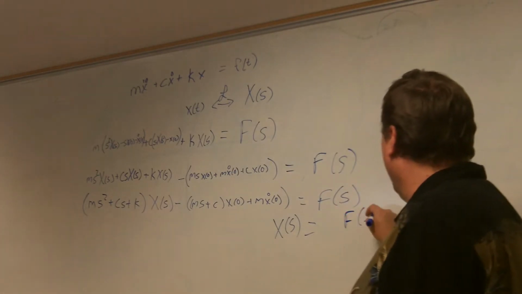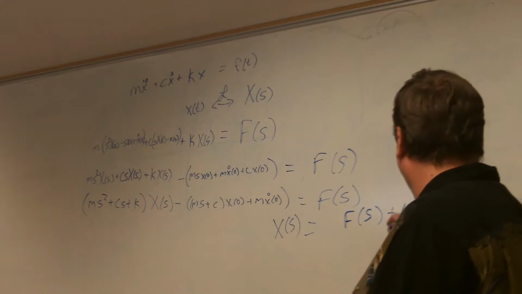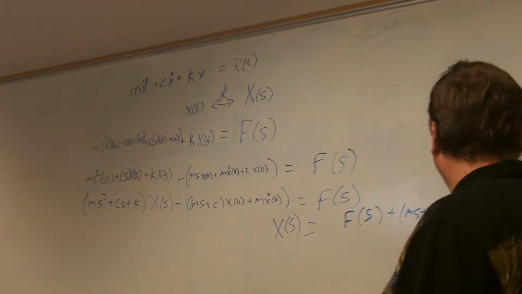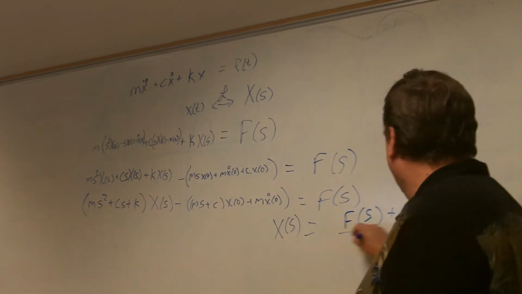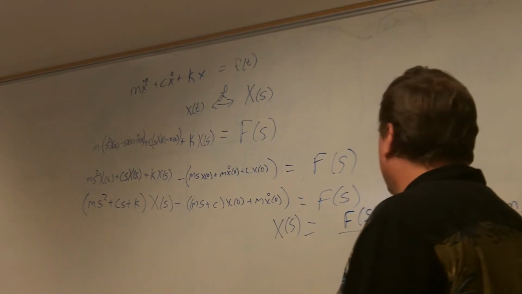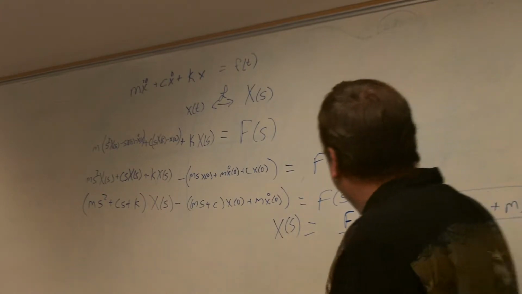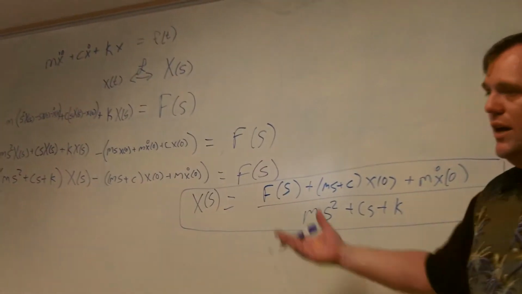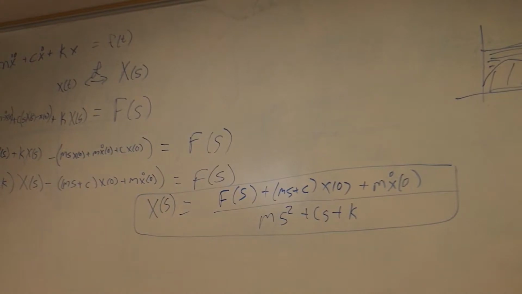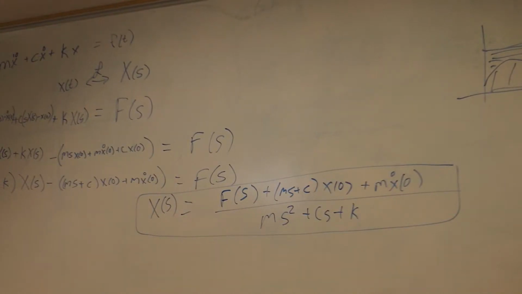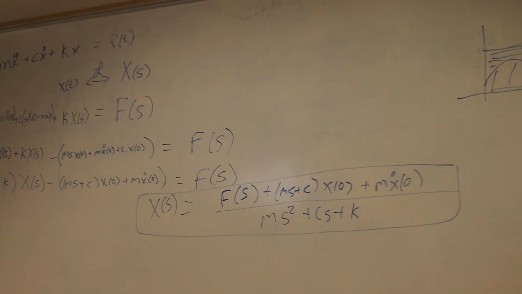So I have f of s plus ms plus c times x of 0 plus m x dot at 0, all divided by ms squared plus cs plus k. I got a closed form solution for what is x. Awesome. Once you get this closed form solution, you just take its inverse transform, and that gives you what x of t is.